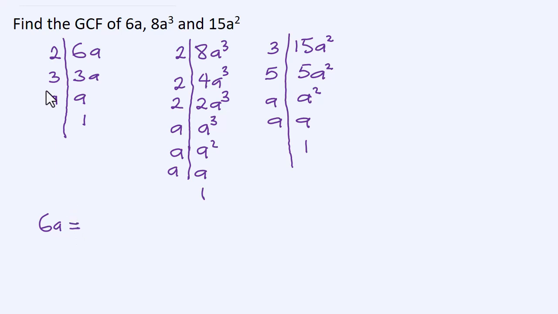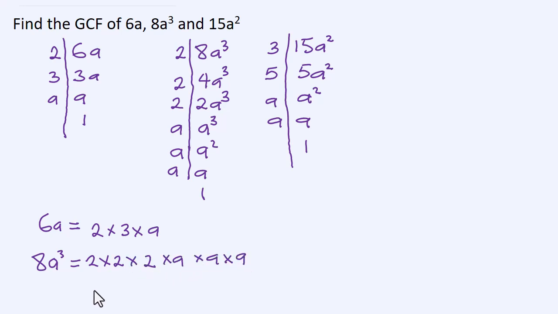So let's write this out. 6a becomes, we'll take the values here, 2 multiplied by 3 multiplied by a. And then 8a cubed becomes 2 multiplied by 2 multiplied by 2 multiplied by a multiplied by a multiplied by a. Then 15a squared becomes 3 multiplied by 5 multiplied by a multiplied by a. At this point, we'll have to index.